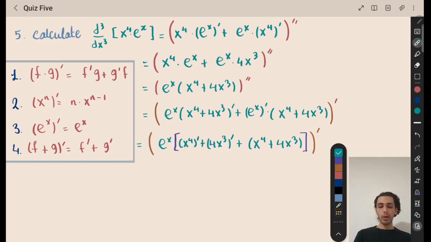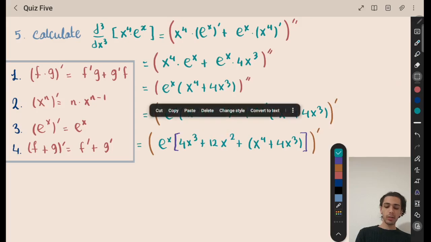And then we apply the power rule twice. So x to the fourth becomes 4x to the third. And 4x to the third becomes 4 times 3, x to the 3 minus 1. So it's 4 times 3 is 12. And x to the 3 minus 1, that's 2.